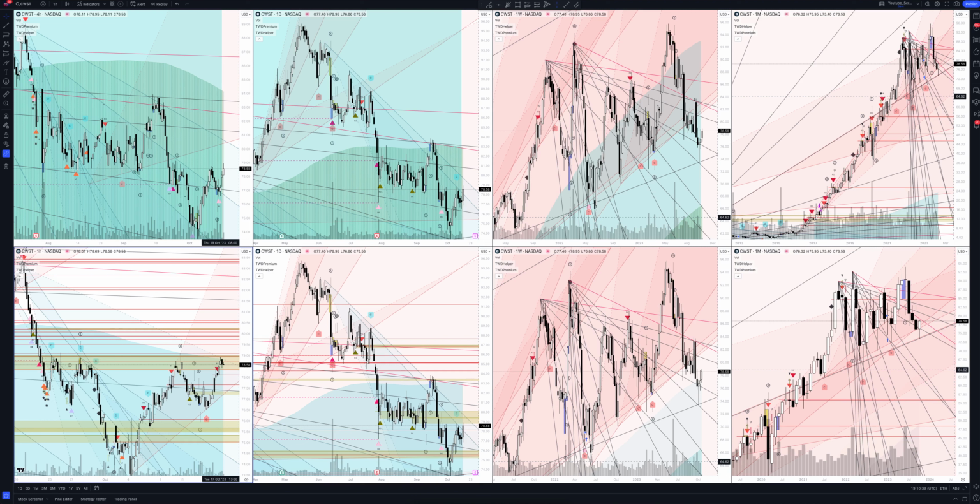Today we will take a look at Casella Waste Systems stock. Let's analyze the market situation and find out how you can make money on it. Let's start.